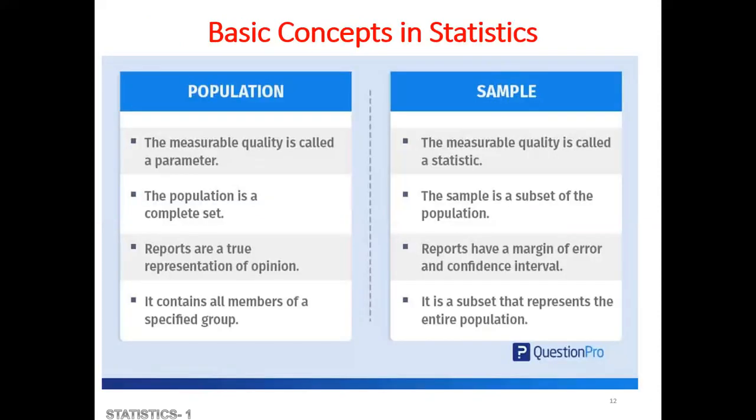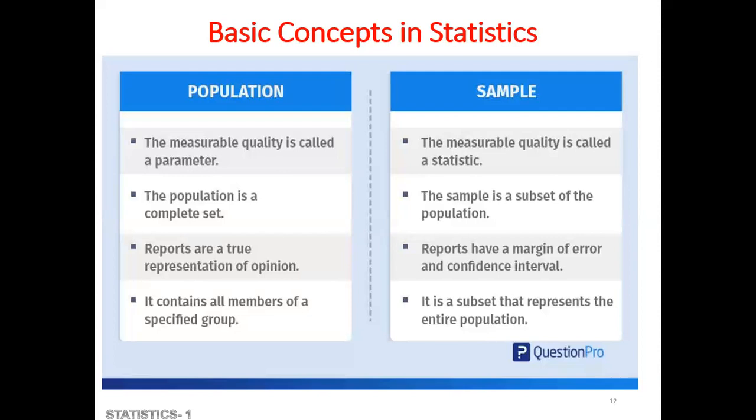So next we come to the basic concepts of statistics. The basic concepts deal with population and sample. So what do you mean by population? And what do you mean by a sample? The main difference between the population and the sample is that the population considers the quality parameter, whereas a sample is a measurable quality, and population is the broader aspect of a sample.